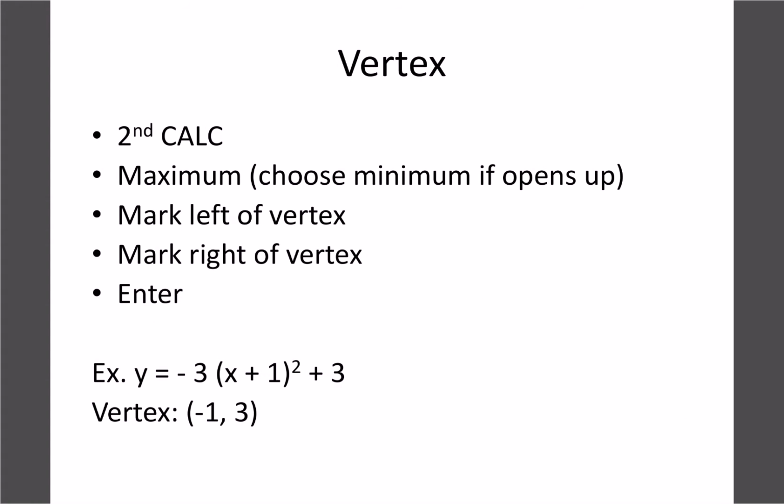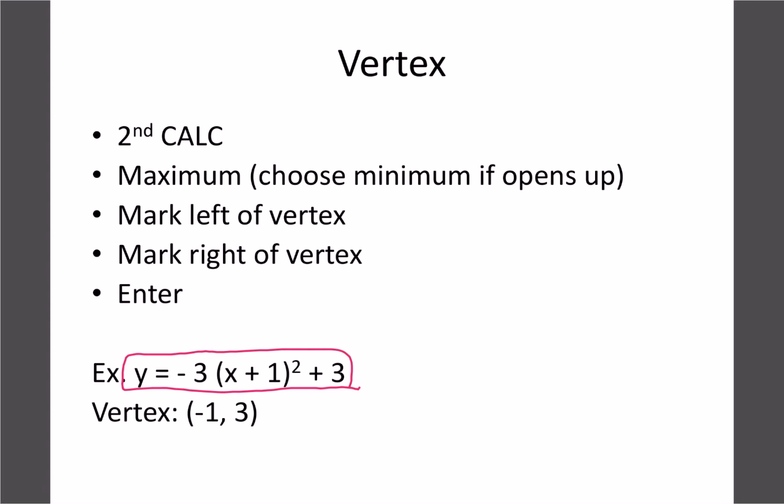Now let's figure out what the calculator is going to give us for our vertex. We already know from the equation that our vertex should be at -1, 3, right? That was our p and q. But let's try this on our calculator to see if it works. So go second calc, that's the button up at the top by trace. Hit second calc. Let's choose maximum because we know it's upside down, so it's going to be a maximum.